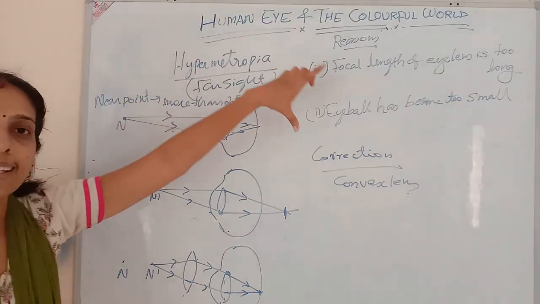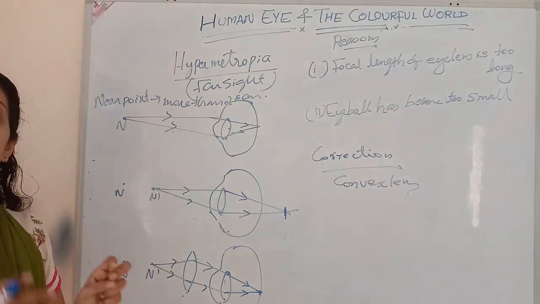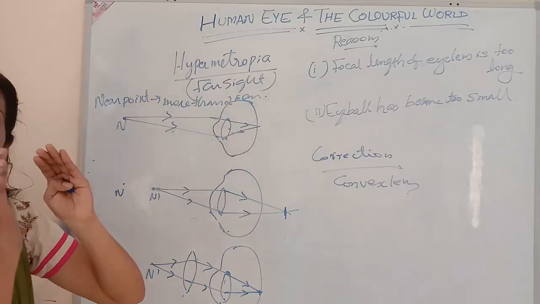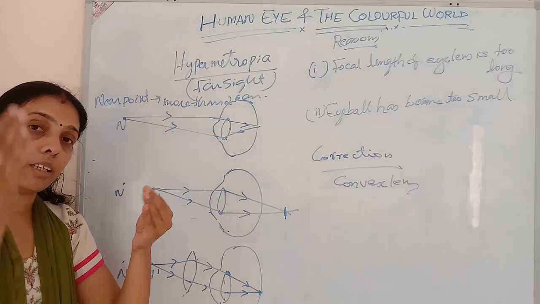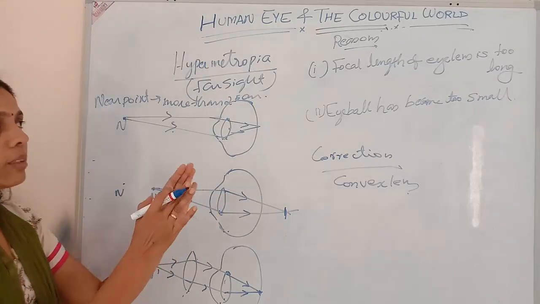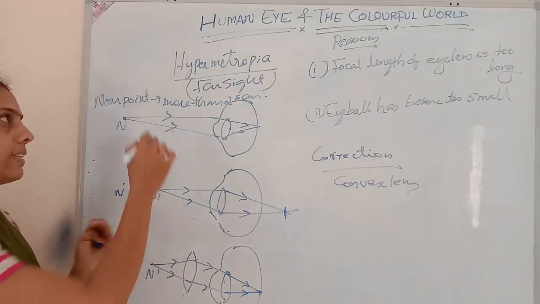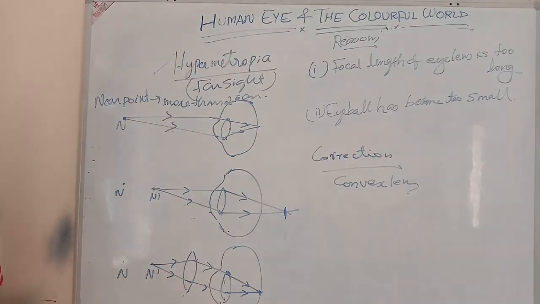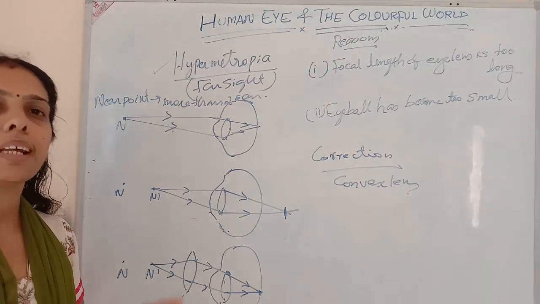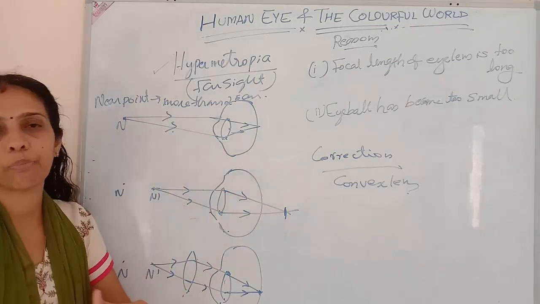And what are the reasons for this one? The focal length of the eye lens is too long and the eyeball has become very small. In myopia we learned excessive curvature, isn't it? Here the focal length became too long and the eyeball has become too small. That is the reason for hypermetropia. Okay, now one more is left, that is presbyopia. Presbyopia means it includes both myopia and hypermetropia.